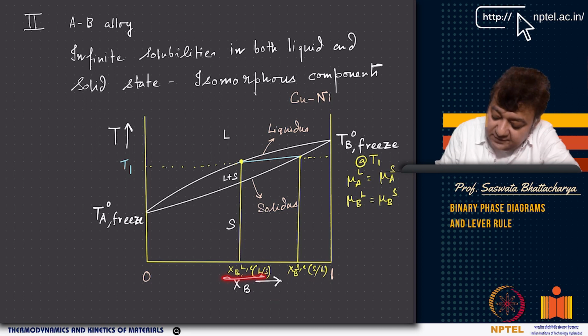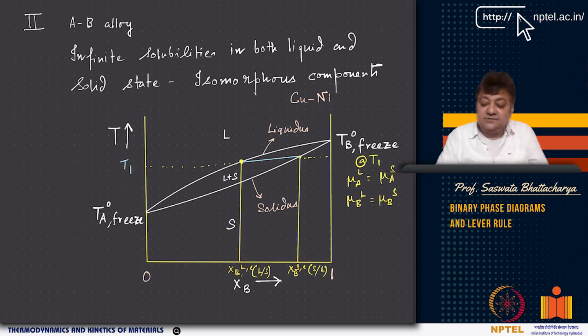So this is the composition of the liquid which is in equilibrium with it. So at temperature T1, this is the composition of the liquid phase, this guy. We read the compositions from the x-axis. So this is the composition of the liquid phase, and this is the composition of the solid phase. And these two compositions are basically the solution of these two conditions. This composition of the liquid phase is in equilibrium with this composition of the solid phase, right? So that's the idea.